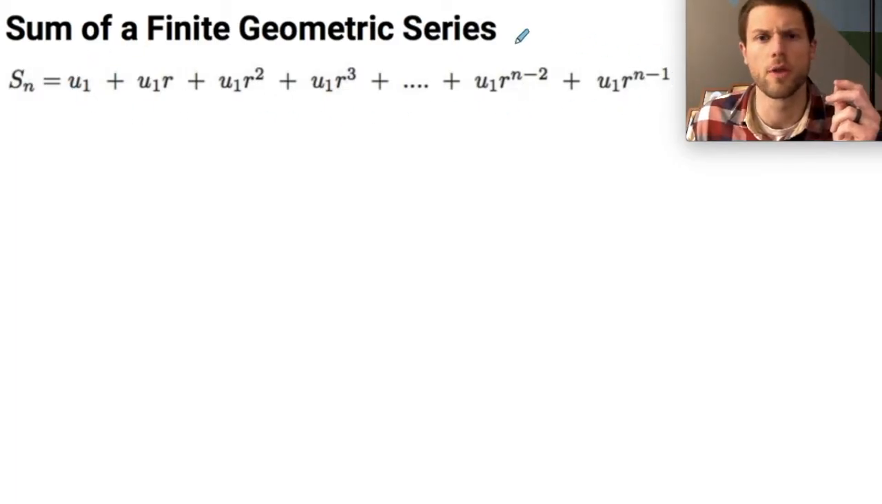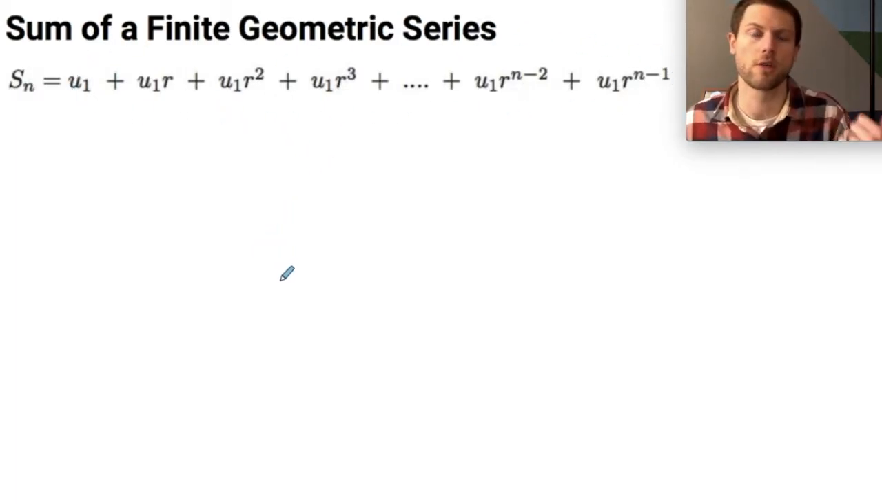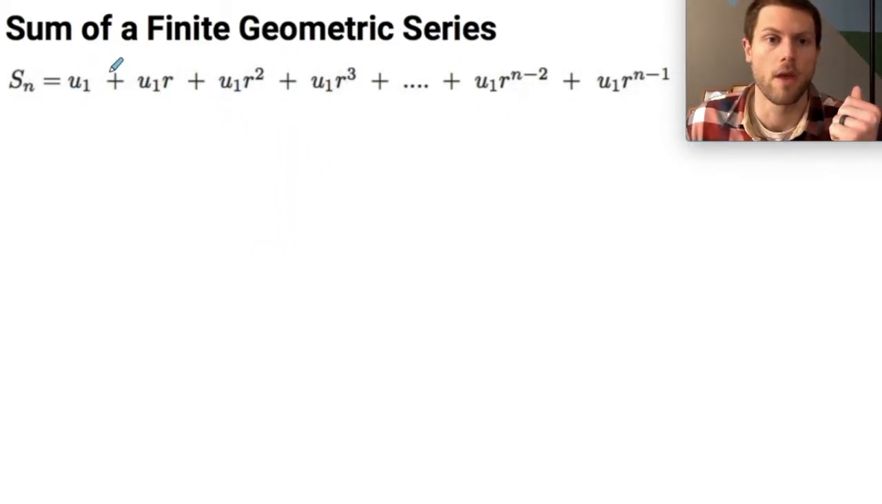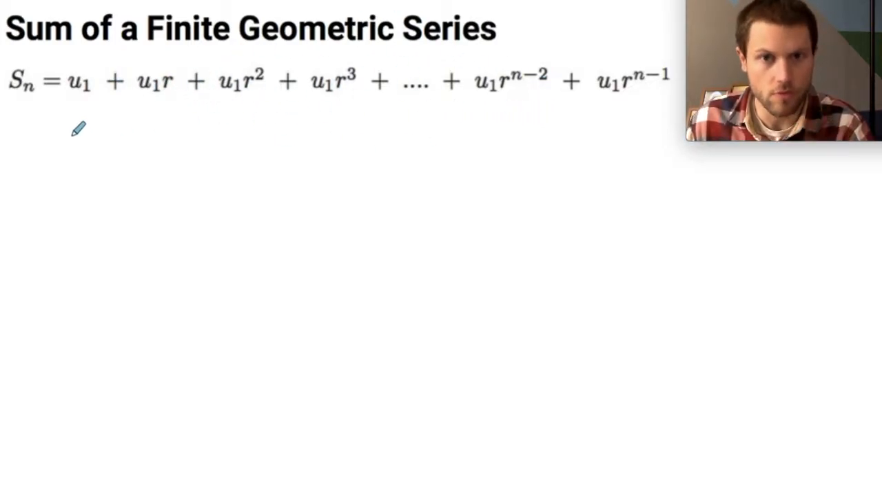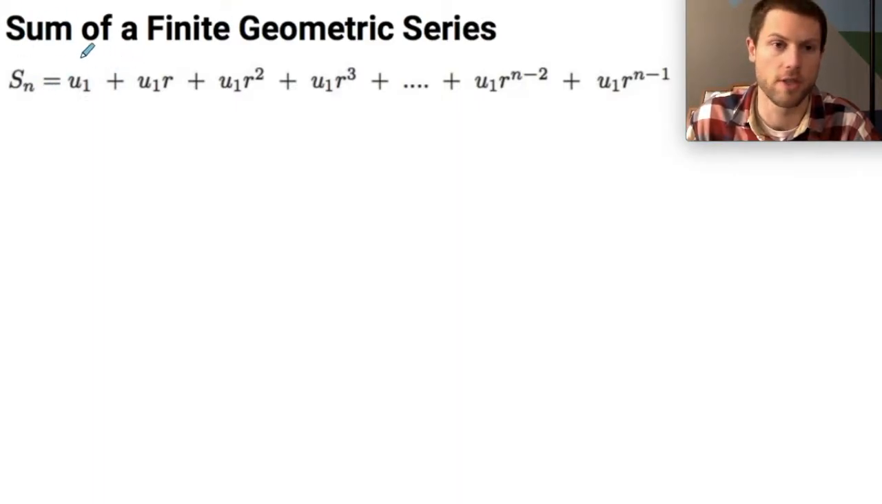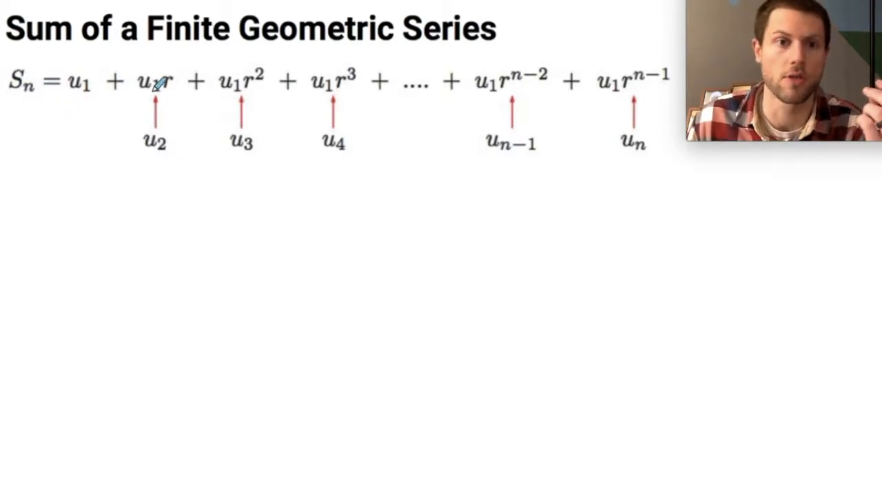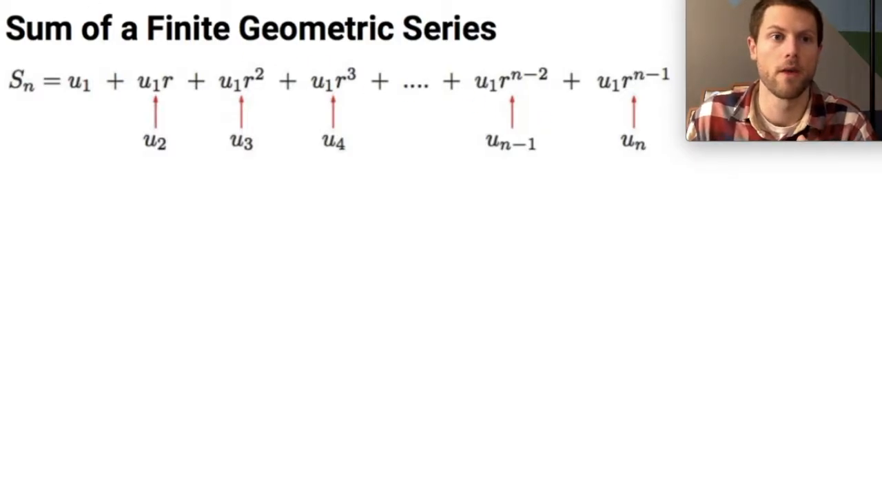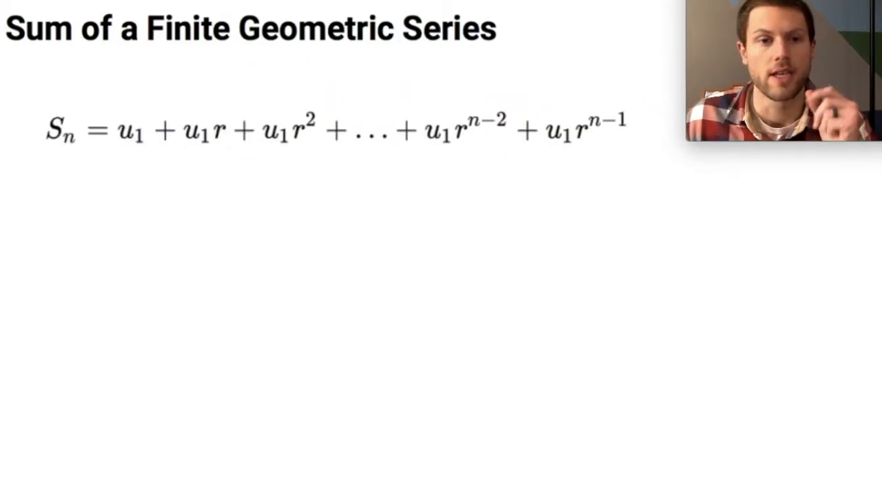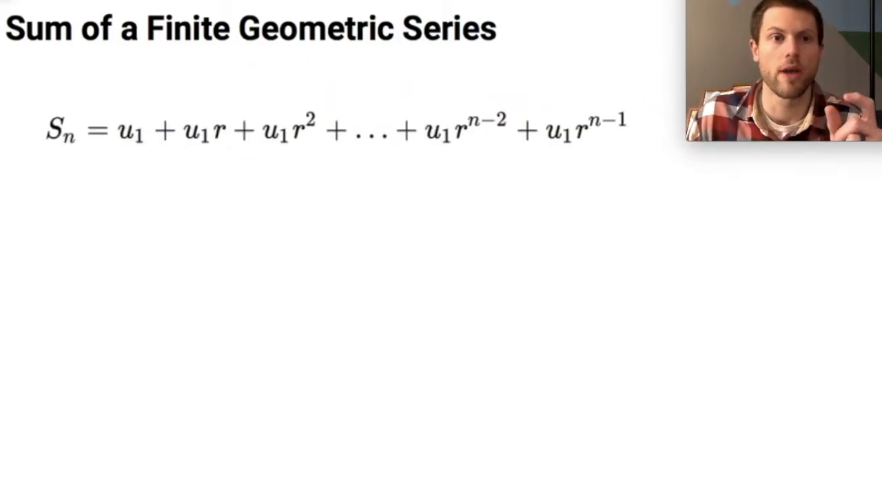If this doesn't look too familiar to you, then go back to when we first talked about geometric sequences, so you can recognize that this is how we generate all of those terms. So I can take this all the way up to whatever my n minus 1 term is for my series. I've identified all these terms as u sub 1, u sub 2, u sub 3, u sub 4, all the way up to u sub n.